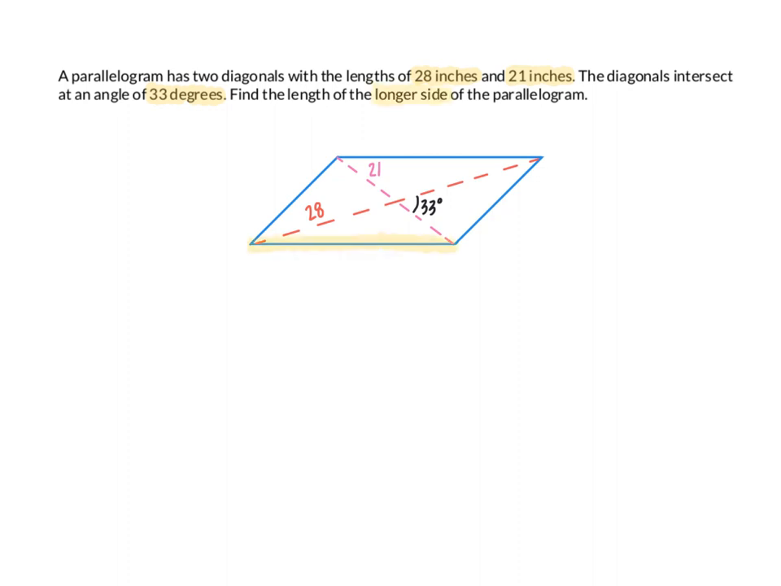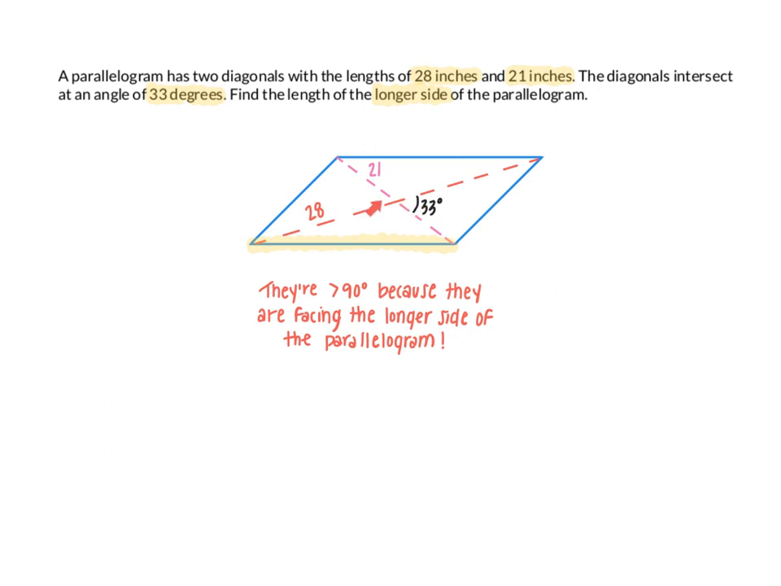I do want to point out really quickly that the reason why I put the 33-degree angle right here is, even though this picture is not drawn to scale, we do need to realize that the angles above and below this intersection are larger than 90 degrees, and the angles that are across from each other are less than 90 degrees. We also need to remember that for a parallelogram, this angle is going to equal this angle and this angle is going to equal this angle.